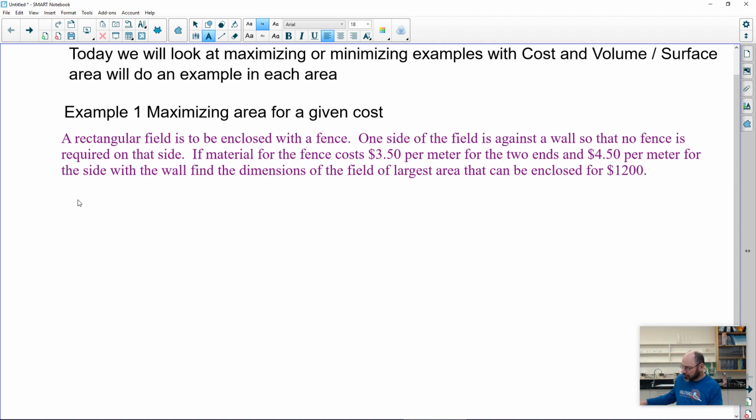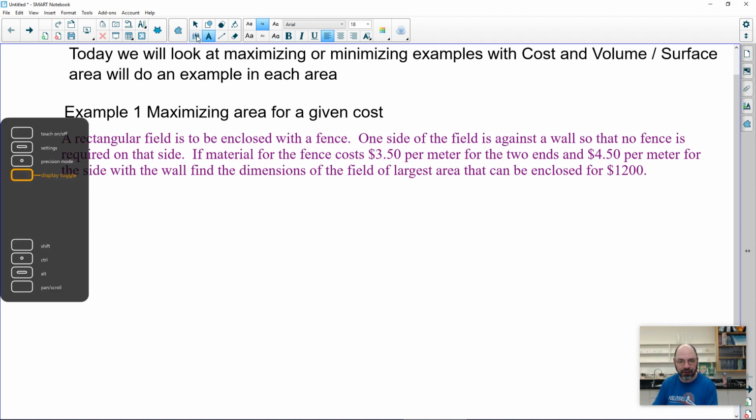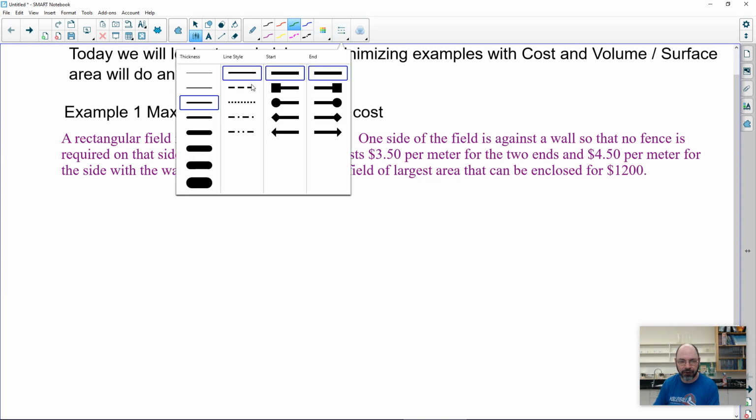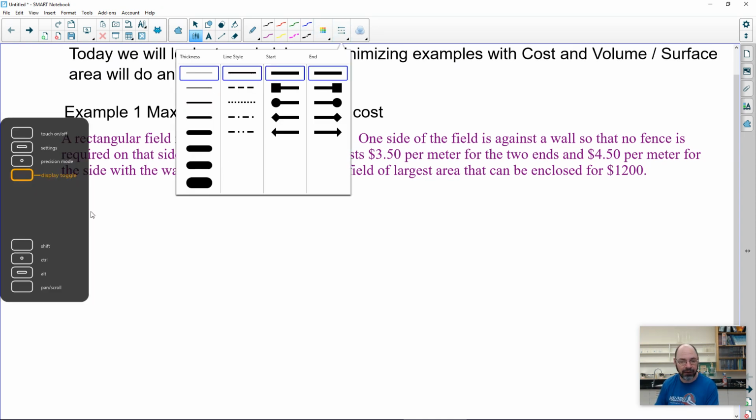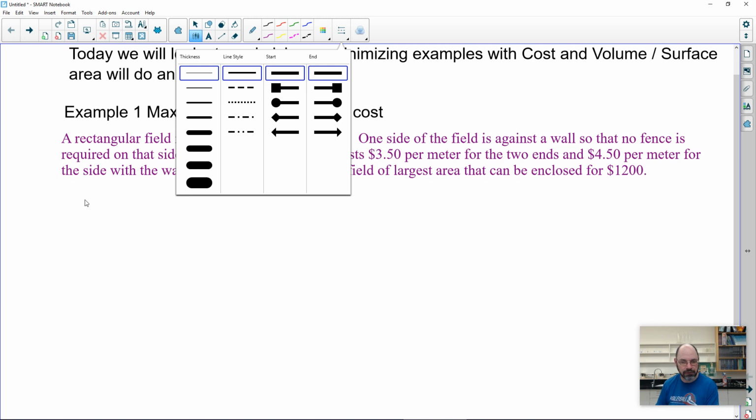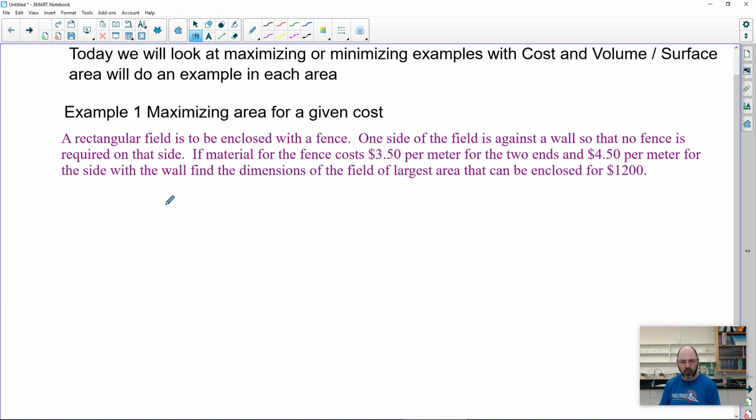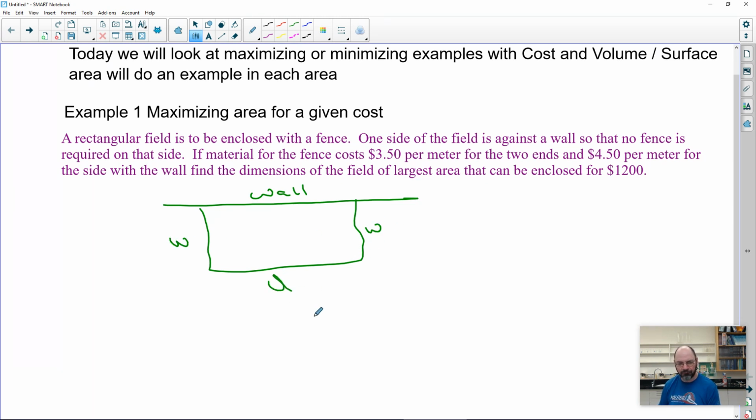Okay, so let's go ahead and do this example here together. Let me just clean up some area here. There we go, and get my writing pad here. Okay, let's go with green today. All right, so we've got the wall here, and we've got our two sides coming out like this, and we're going to say that we'll have some width and then some length here.